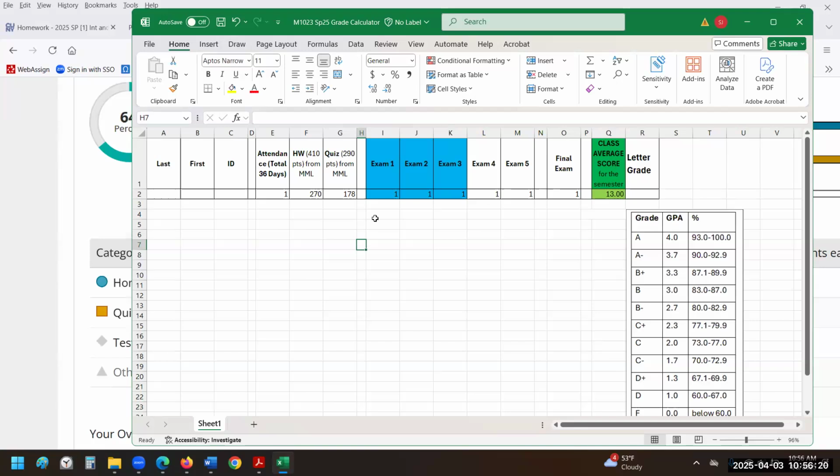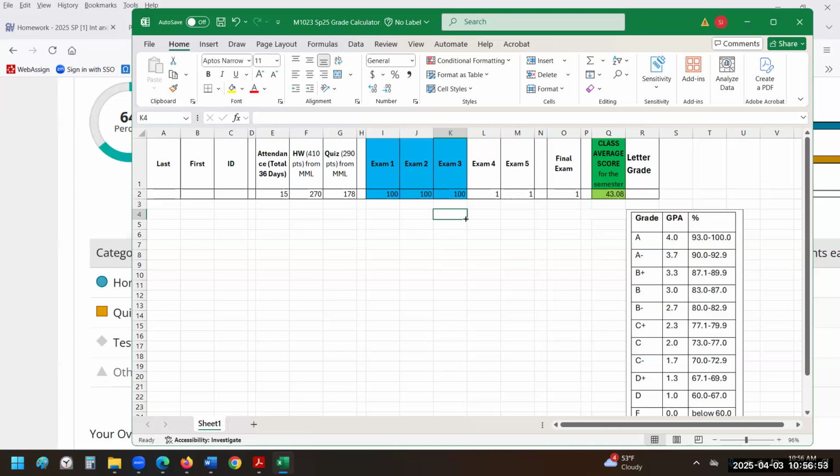And for attendance, if you know how many days you were present, you put them. If you don't know, you can ask me. So let's say we had 15 days. Let's say she was present in all 15 days. And then you know your exam 1, 2, and 3 scores. If you don't know, you can find them on Brightspace. Let's say we have 100, 100, 100.